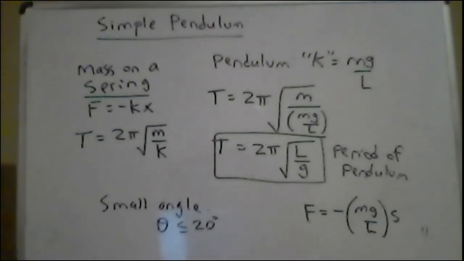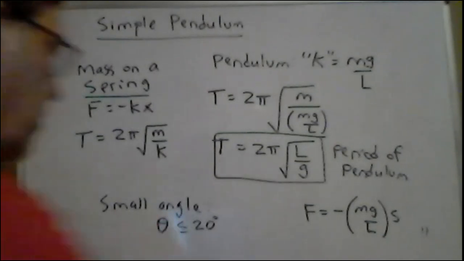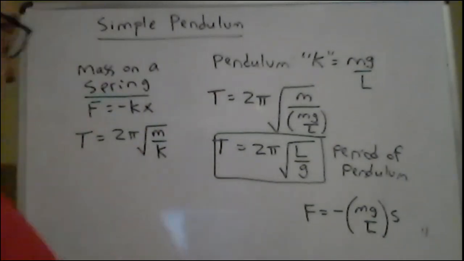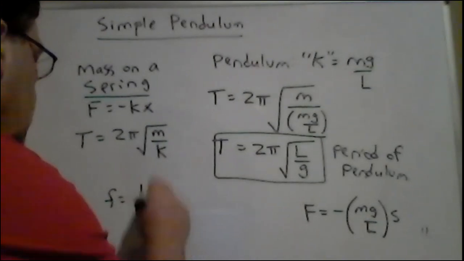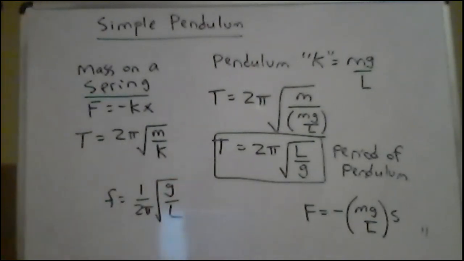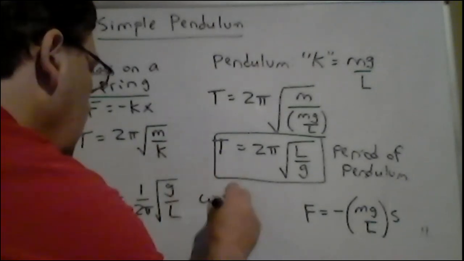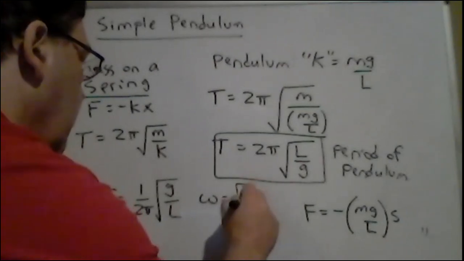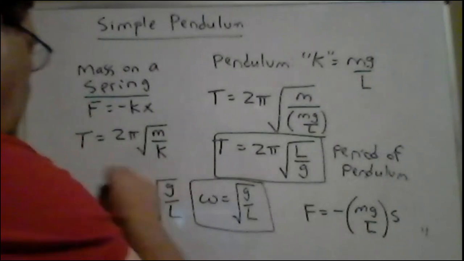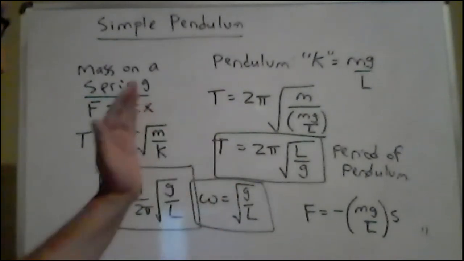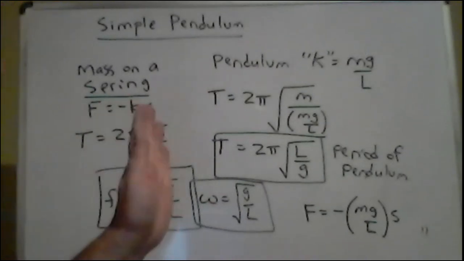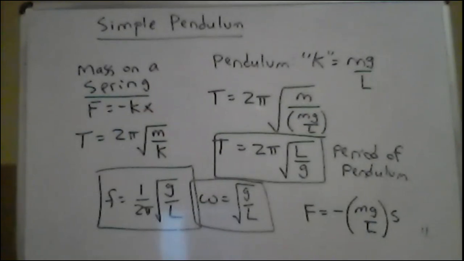What other formula might I have? Well, I could say that the ordinary frequency for the pendulum, f, is 1 over T, so f is 1 over 2 pi square root of g over L for the pendulum. Or I can say that omega, the angular frequency, is just the square root of g over L. These are all equations that I get for free for the simple pendulum, just because I have shown it is a mathematical isomorphism. Again, the small angle approximation usually holds where theta is less than or equal to around 20 degrees.